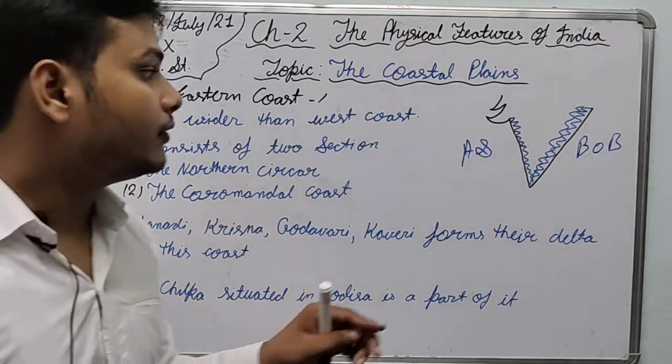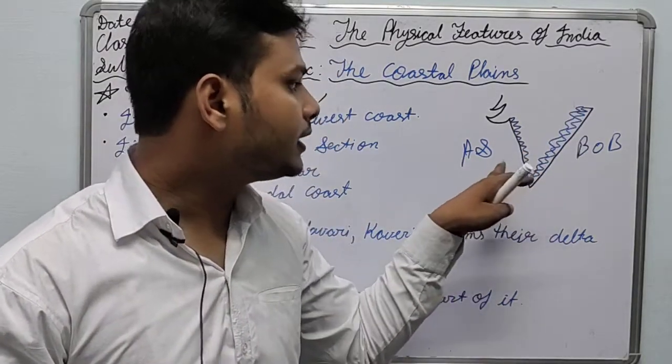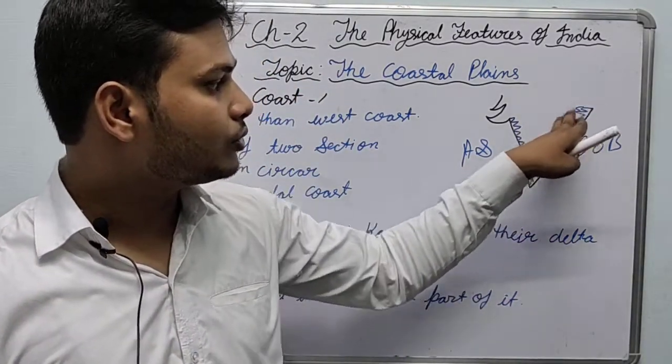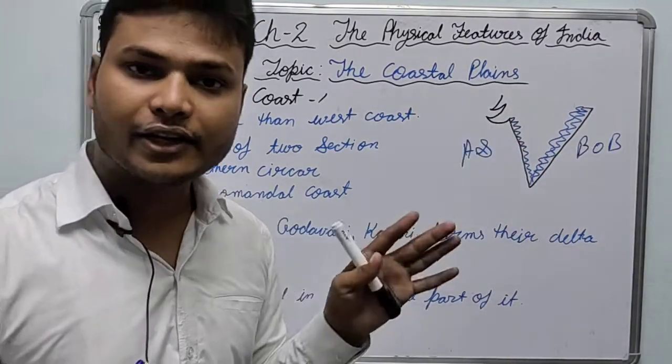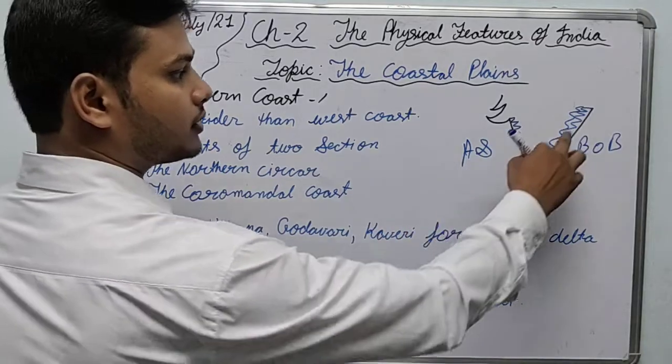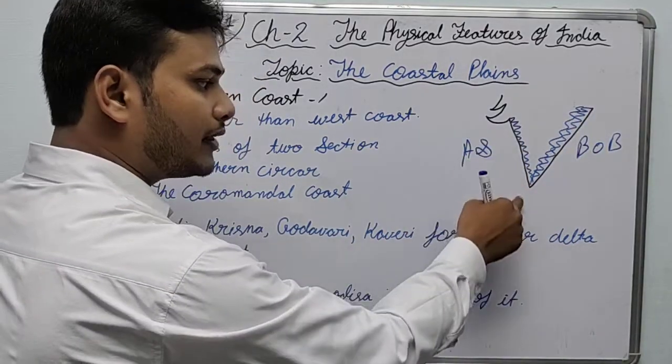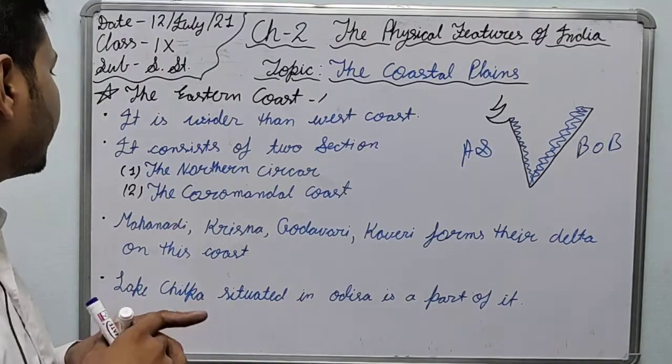First of all, we should know that this portion is wider than this portion. That means we can say the eastern coast is wider than the western coast. As you can see here, I have tried to make it wider. The eastern coast is wider than the western coast. Keep this in mind, it is a very important question.